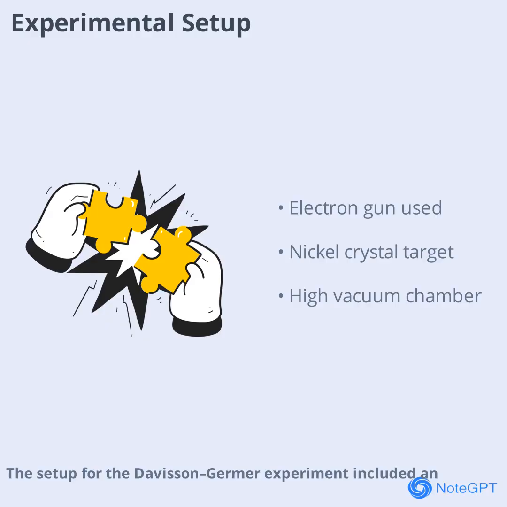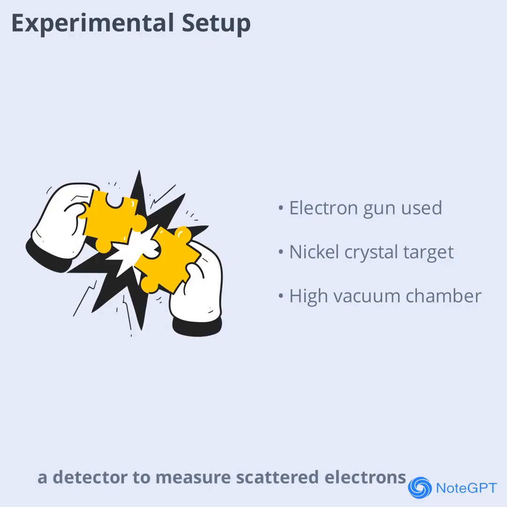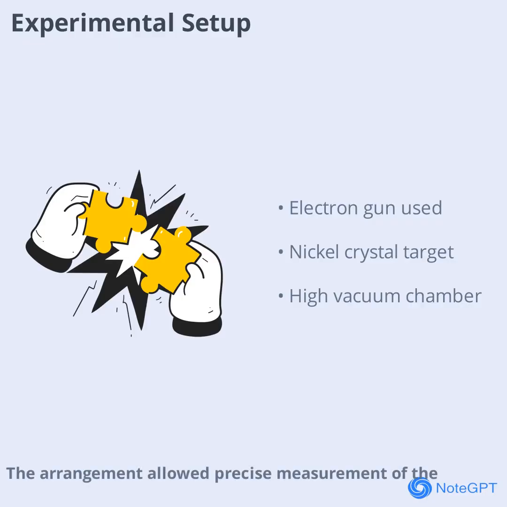The setup for the Davisson-Germer experiment included an electron gun to produce a beam of electrons, a nickel crystal as the target, a detector to measure scattered electrons, and a high vacuum chamber to prevent interference from air molecules. The electrons were accelerated to a known energy before striking the crystal. The arrangement allowed precise measurement of the angles and intensities of the scattered electrons, which was essential for observing the diffraction pattern.